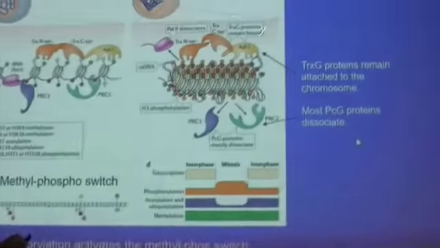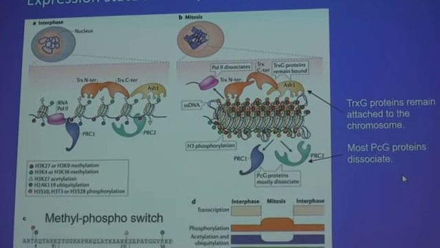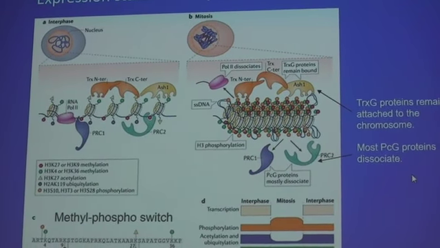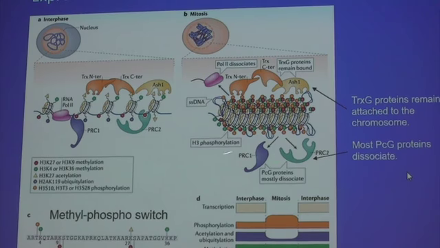They let trithorax remain. That's for activation. They throw away polycomb, all those ruffians who just want to shut things down. So that's something that we don't quite understand. Trithorax remains. Just a little fun fact.